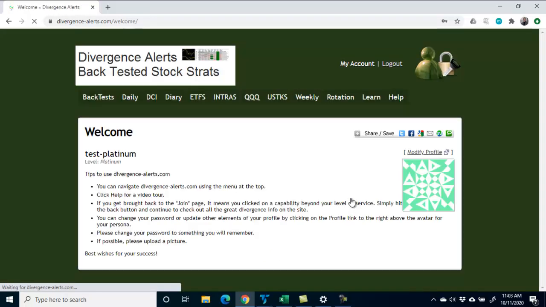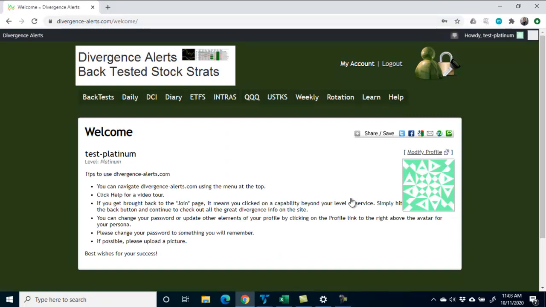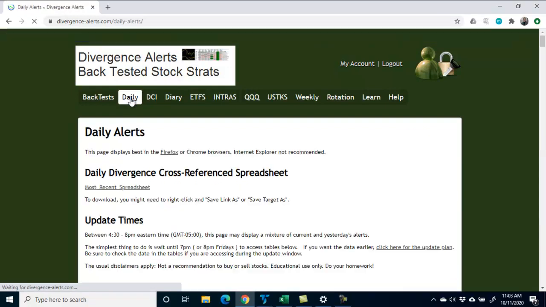Okay, here we are inside the divergencealerts.com membership area, and you'll see that there are a lot of different menu picks here. The one that I am most interested in right now is daily, because this will get me to the spreadsheet. One of the others you might be interested in looking at is backtest, which will show you the recent performance of how divergence trading has been doing on stocks and ETFs.